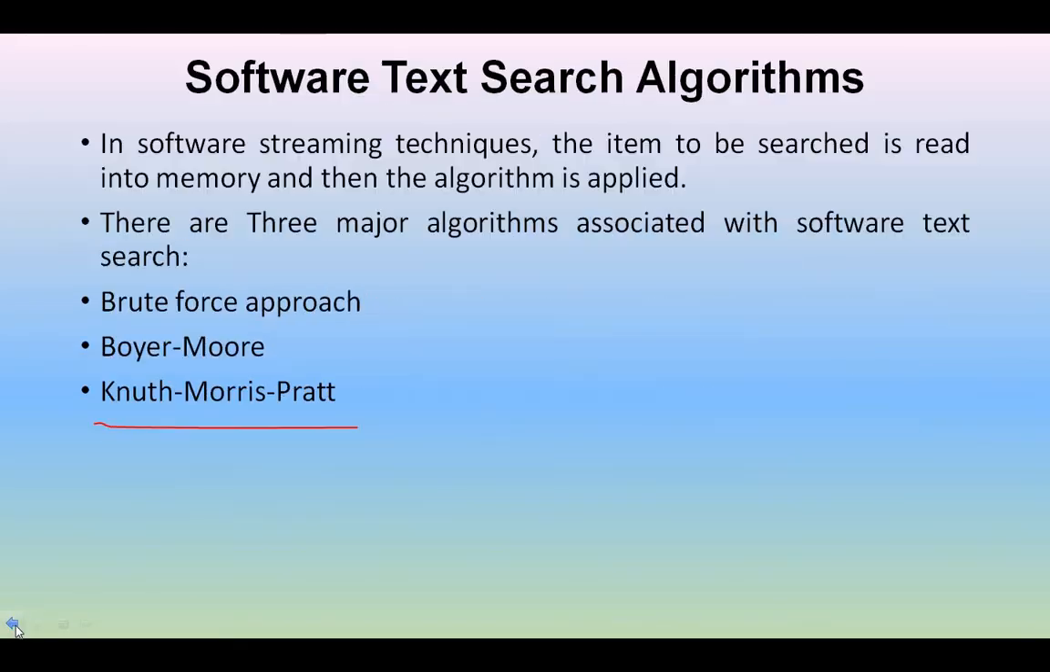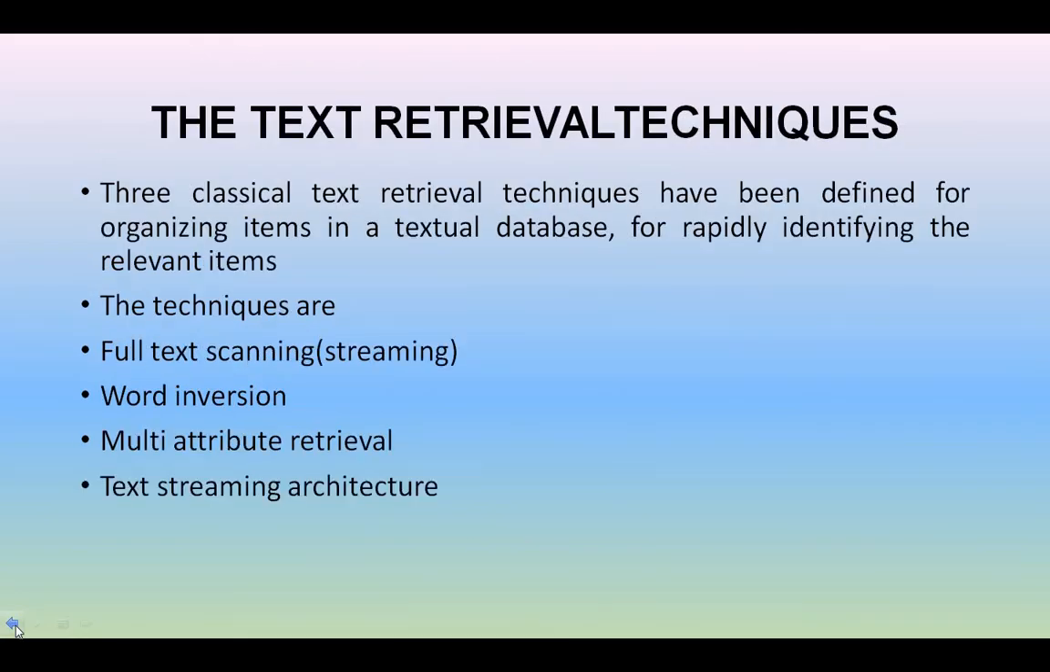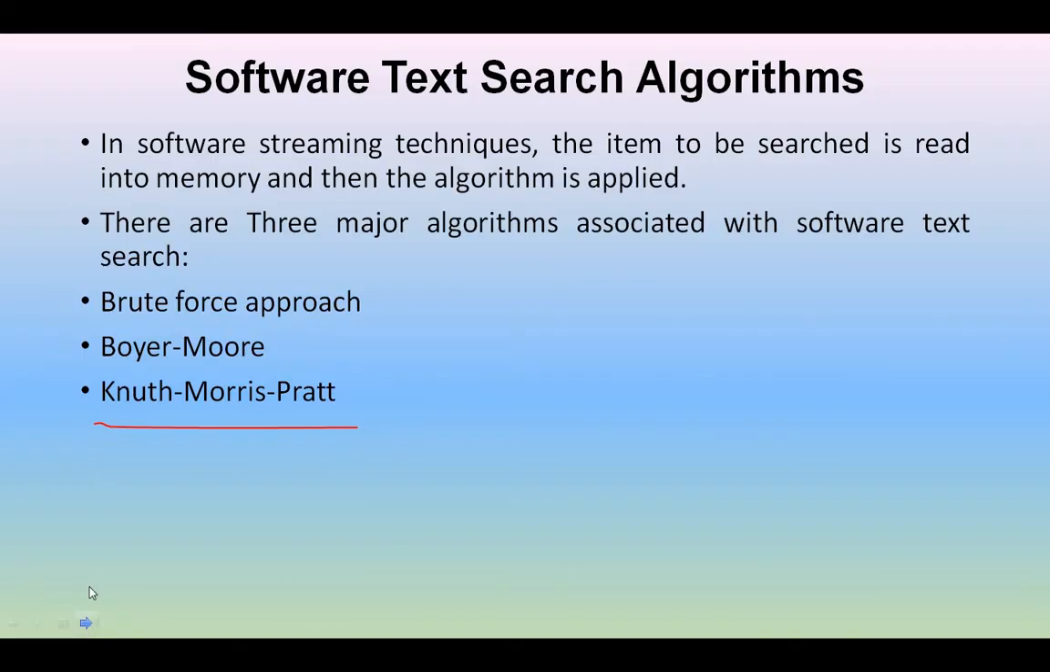Now once again we see the introduction part. We are at the first one, that is full text scanning or text streaming, which we are going to discuss now. Here we have various kinds of algorithms like brute force, Boyer-Moore and Knuth-Morris-Pratt. The efficient one is Knuth-Morris-Pratt, which we will also discuss.